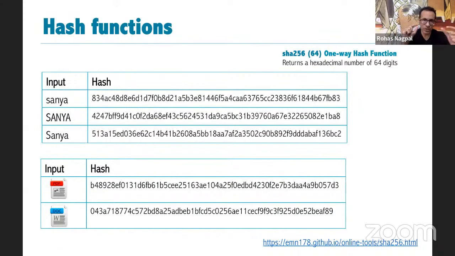But if the input changes, the output looks different, but it is still 64 characters. I could take a 10,000 page Word document or a single page PDF. I would still get 64 characters. But the characters keep changing. So once I've calculated the hash of this 30,000 page Word document and say this is the result, I now change one full stop in that Word document and the hash changes.